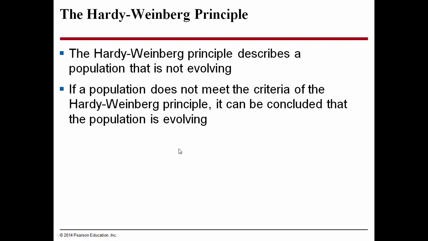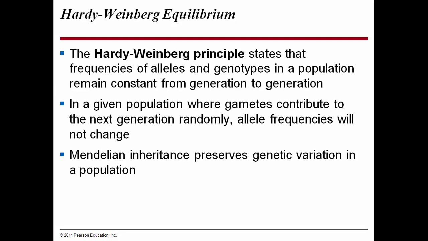The Hardy-Weinberg principle describes a population that is not evolving. If a population does not meet the criteria of the Hardy-Weinberg principle, it can be concluded that the population is evolving. We can also use the Hardy-Weinberg principle to determine the number of heterozygous individuals in a completely dominant allele system. The Hardy-Weinberg principle states that the frequency of alleles and genotypes in a population remain constant from generation to generation.